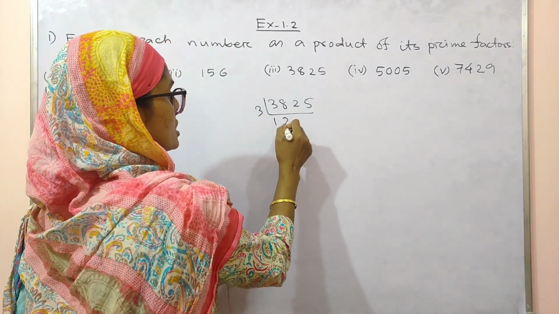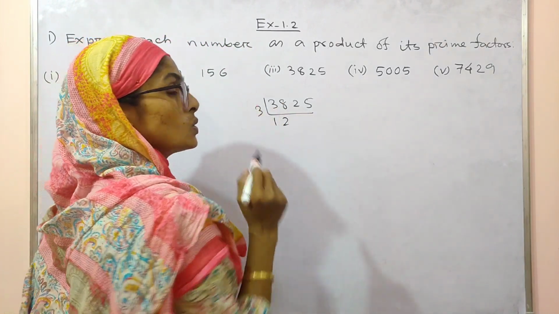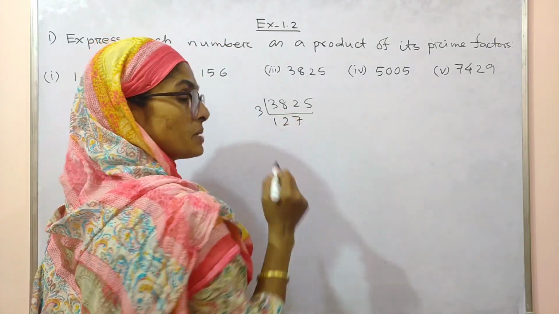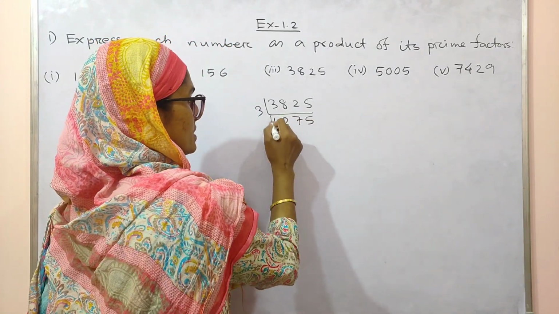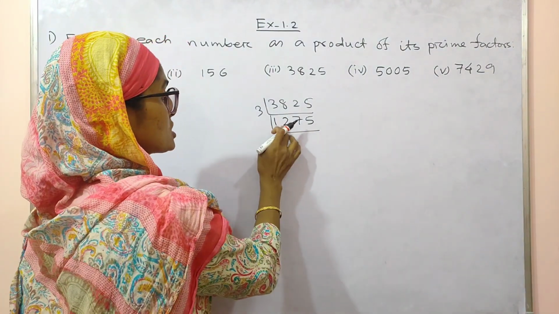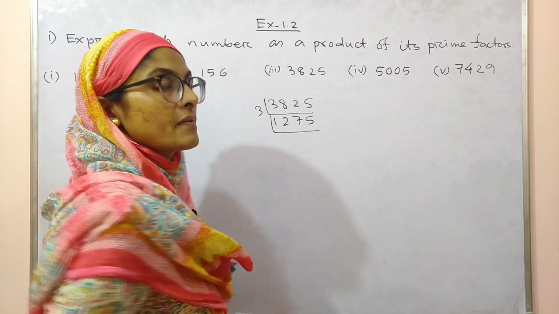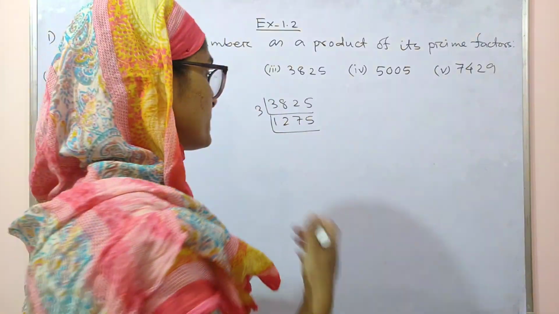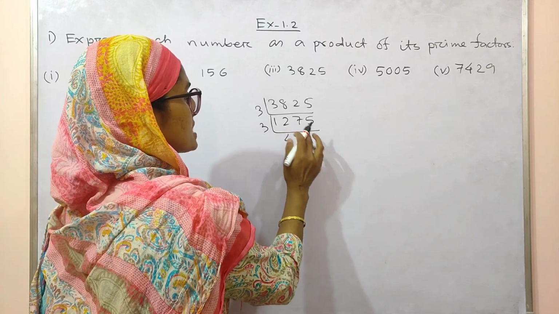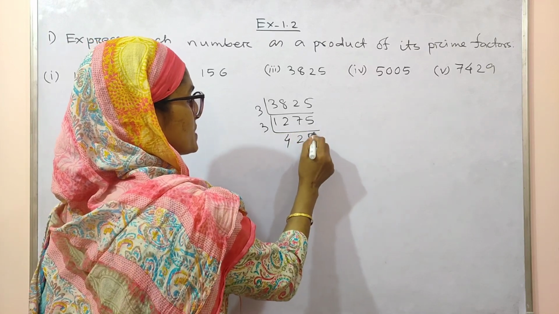1 times 3, 2 3s are 6. Here 2, 2, 2 and 2, 22. 3 7s are 21. 1, 5, 15. 3 5s are 15. Next, again, check divisible by 3. 1 plus 2, 3. 3 plus 7, 10. 10 plus 5, 15. Again, so divisible by 3. 3 4s are 12. 3 2s are 6. 1, 15. 3 5s are 15.